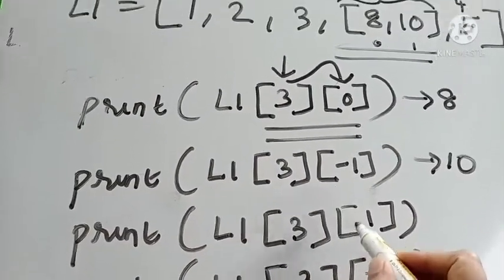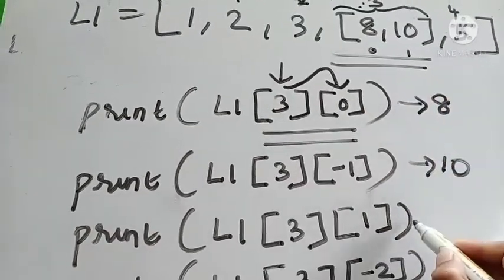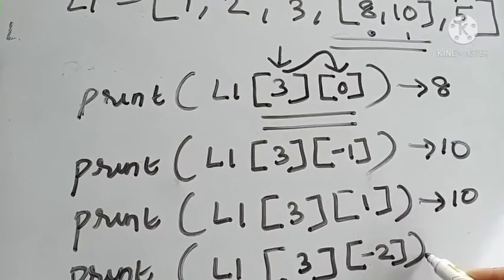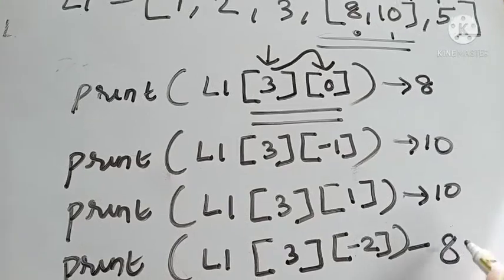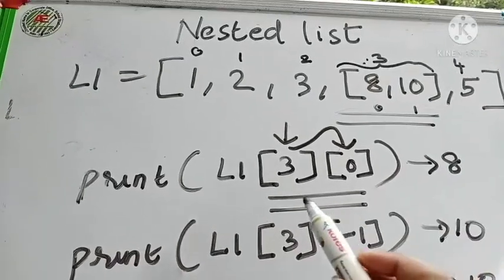What about 3 1? 3 1 means the answer is 10 here once again. And 3 -2 means 8 here. Clear? So let me repeat once again.